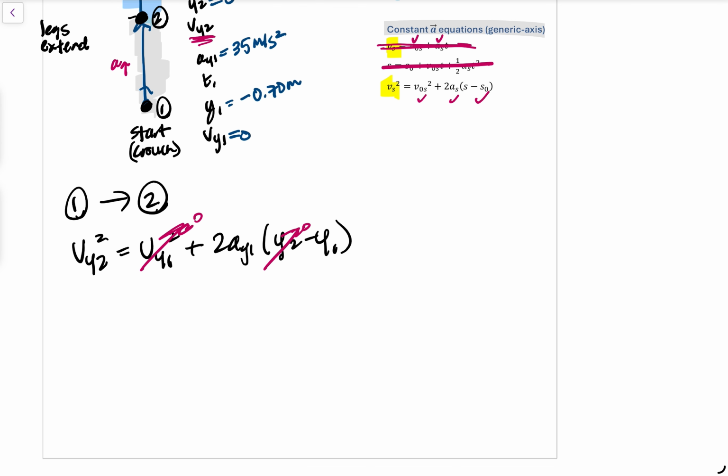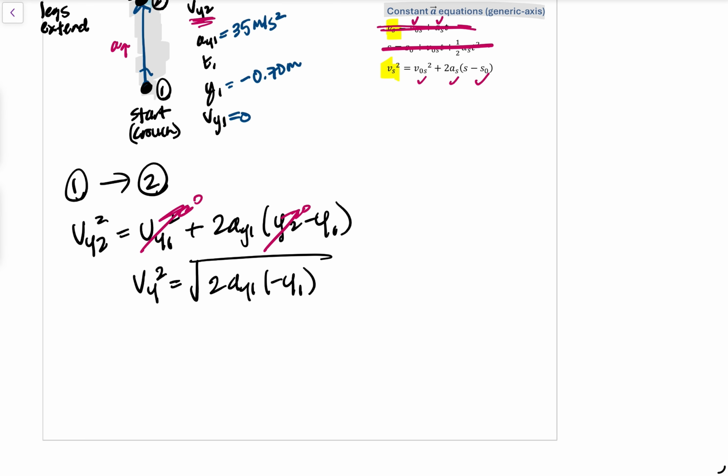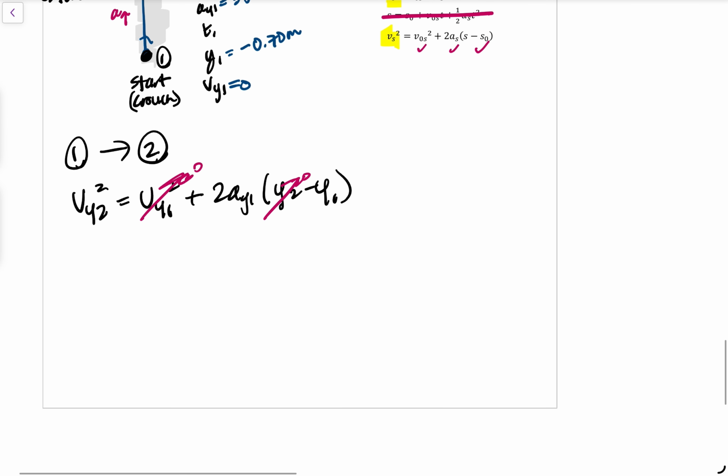So my vy2 is equal to the square root of 2ay1 times negative y1. All right, and then I'm going to square root that whole thing. All right, when we plug into this, and that's not squared anymore. I'm going to back up here just a second. I'm going to back up and just rewrite this line because I had some type of errors in there. So we're going to say vy2 is equal to the square root of 2ay1 times negative y1.